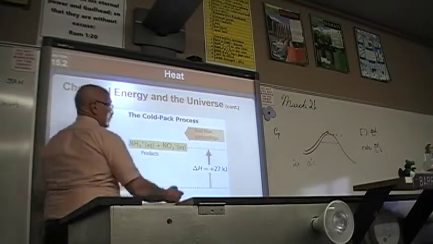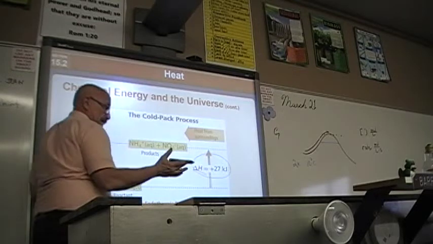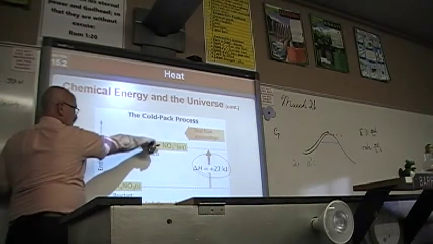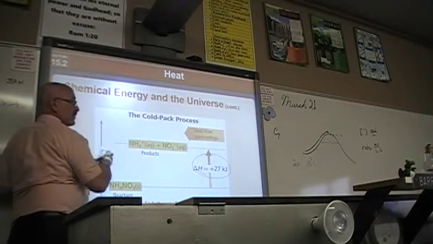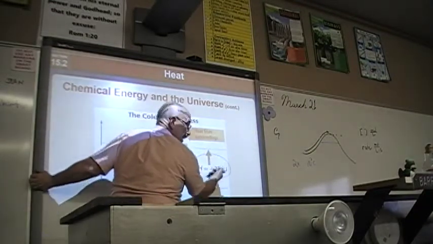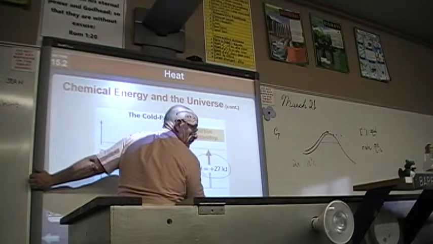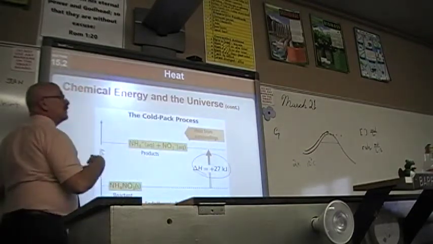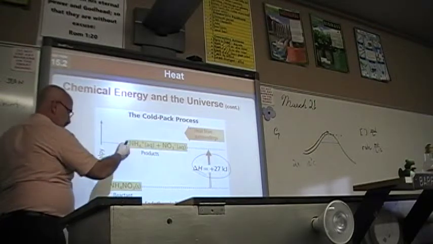Here's a positive one, for instance, plus 27. I start with my reactants here and finish with my products here. Enthalpy has increased, so they've absorbed energy to go from reactants to products. And so I have a positive 27 kilojoules in this case.